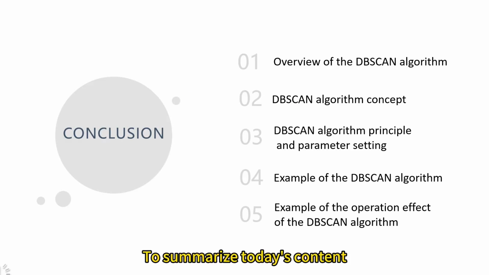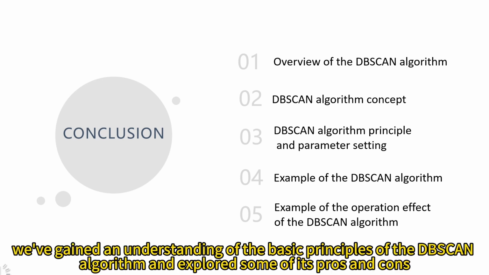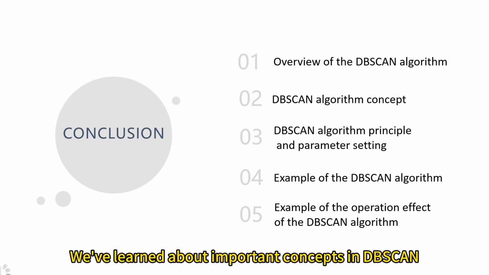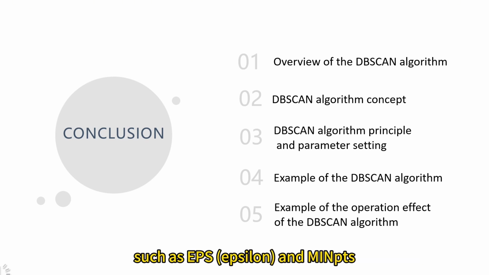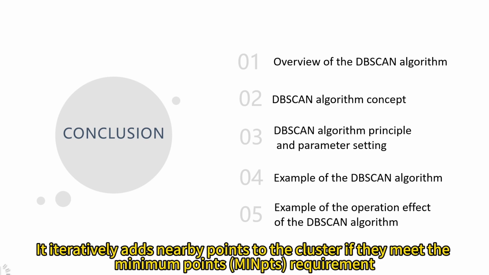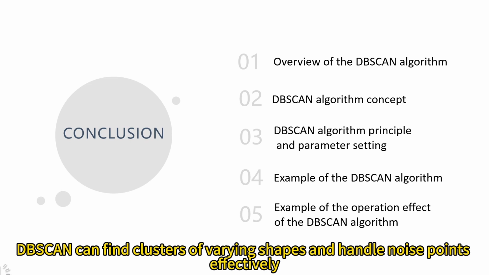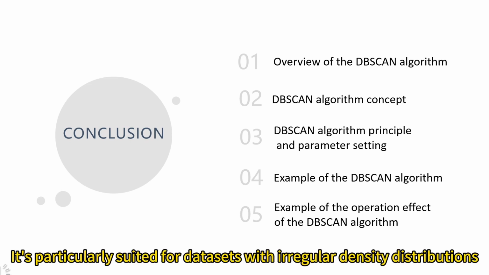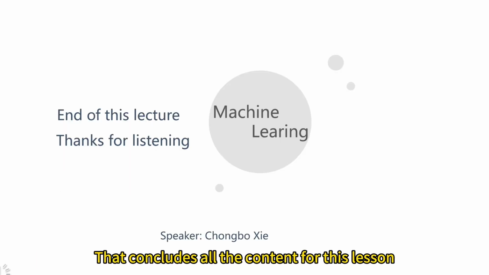To summarize today's content, we've gained an understanding of the basic principles of the DBSCAN algorithm and explored some of its pros and cons. We've learned about important concepts in DBSCAN, such as EPS (epsilon) and MinPts. It starts by selecting a data point and expanding its neighborhood within a specified radius EPS to form a cluster. It iteratively adds nearby points to the cluster if they meet the minimum points MinPts requirement. DBSCAN can find clusters of varying shapes and handle noise points effectively. It's particularly suited for datasets with irregular density distributions. That concludes all the content for this lesson.